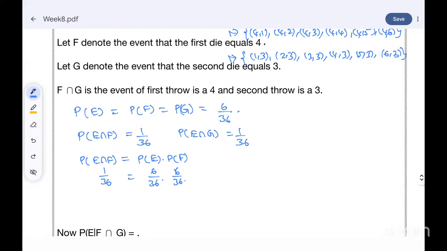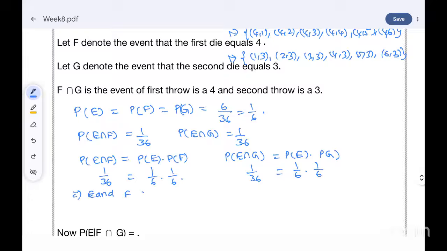So maybe if you want, you can write it in this way: 1 by 6 into 1 by 6. So same way, probability of E intersection G is probability of E into probability of G. So 1 by 36 equals 1 by 6 into 1 by 6. So what is it that you observe here? You observe that E and F are independent, and then E and G are independent. These two things we observe.